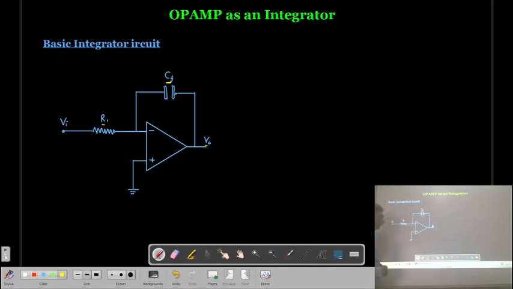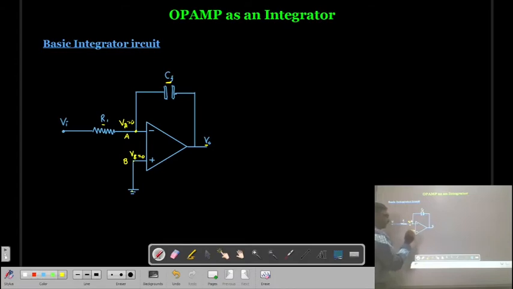In an ideal operational amplifier, as you already know, the non-inverting terminal is connected to the ground. You can say that this point B is connected to ground, meaning the potential at point B is equal to 0. Now, due to the virtual ground concept, the point A, the junction of the resistance R1 and the capacitor CF, is also at potential 0. VA will also be equal to 0.